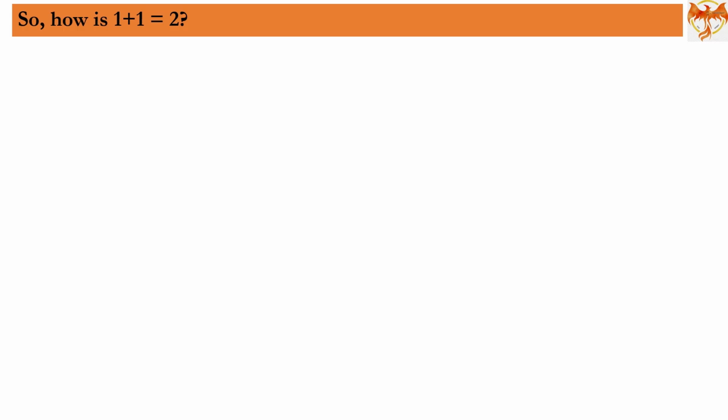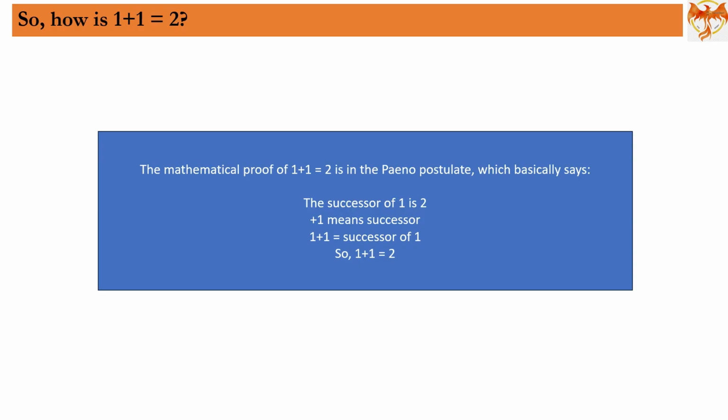So, how do we actually prove that 1 plus 1 is equal to 2? Mathematically, there is a proof called the Peano postulate. It runs into a huge number of pages, but in a gist, basically, what it says is the successor of 1 is 2, and the plus 1 operator basically means get its successor. So, 1 plus 1 is the successor of 1, therefore, 1 plus 1 has to be 2. That is the mathematical proof of 1 plus 1 equal to 2. If there's an alternate proof that I've missed out, do let me know. But this is what I could find.